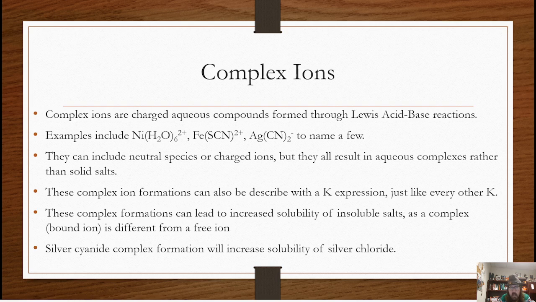So if I add cyanide into solution, more silver chloride would dissolve because silver would become complexed with the cyanide. That iron would normally be insoluble in carbonate, but if I add some thiocyanate, iron could potentially be soluble, or at least more soluble because the iron is being complexed. So the idea is that these guys are different from just free ions and should be treated differently, thusly.